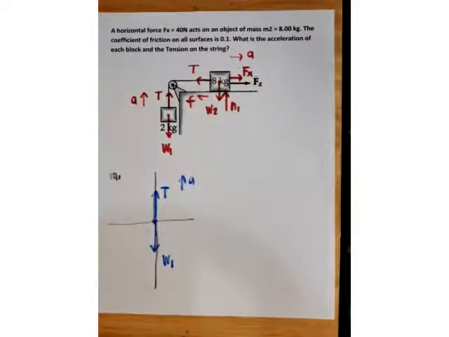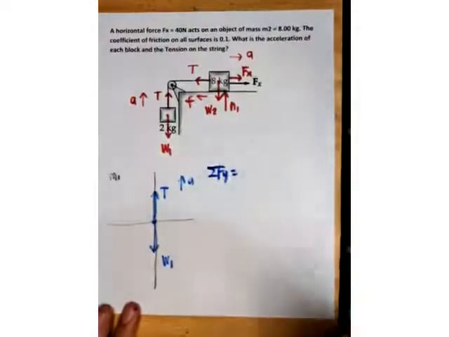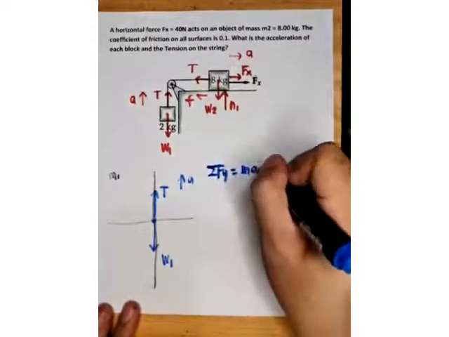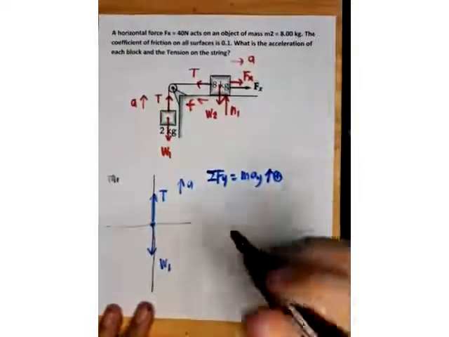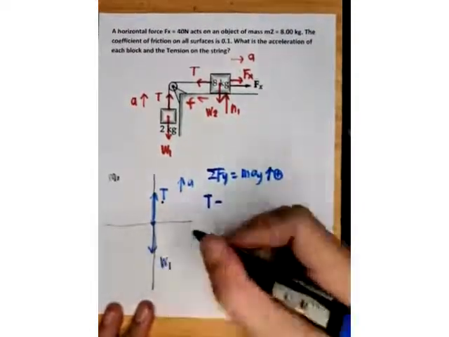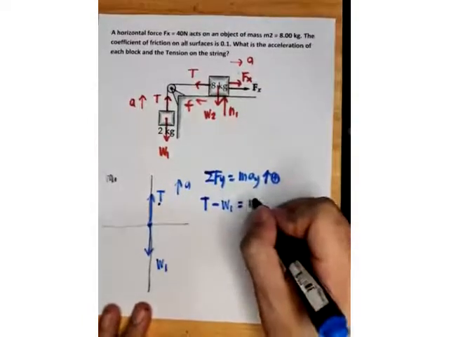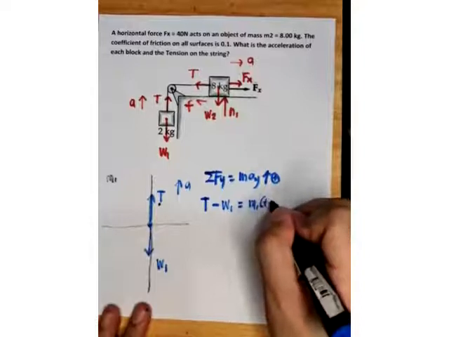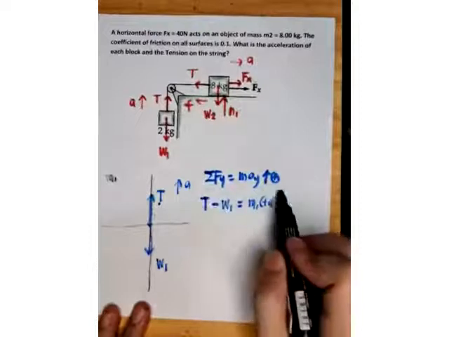Then we can proceed to the second law. Since the only forces acting on it are along y, we only have the component of the force along y. So the summation of forces along y is equal to m a_y. Everything upward will be considered positive. So what is upward? We only have one upward, that's the tension, minus the weight 1, and that's equal to mass 1 times positive a. Positive a, because it's upward, so we're assuming it's positive.